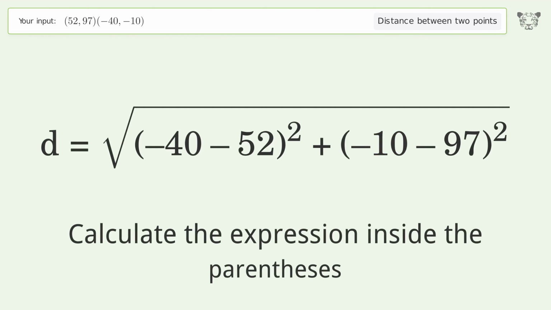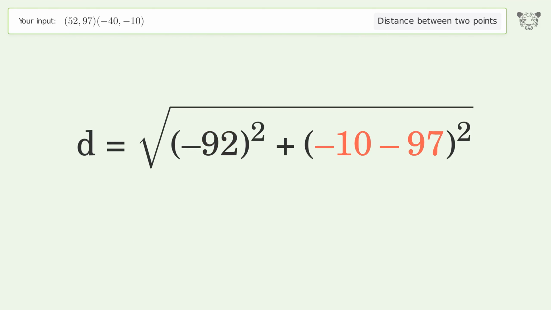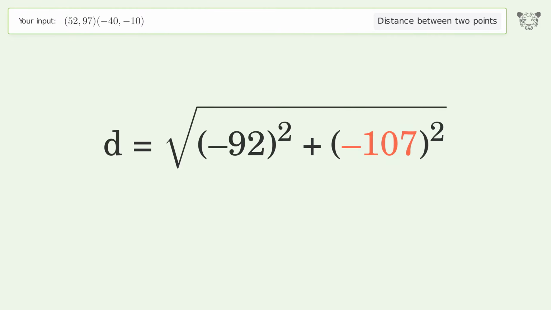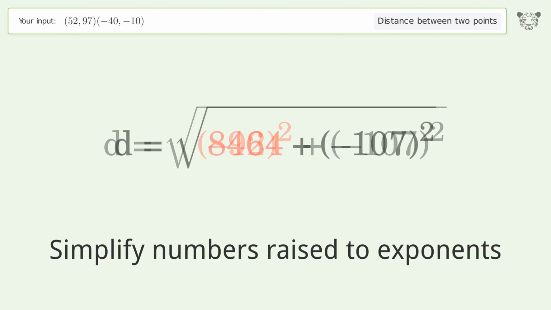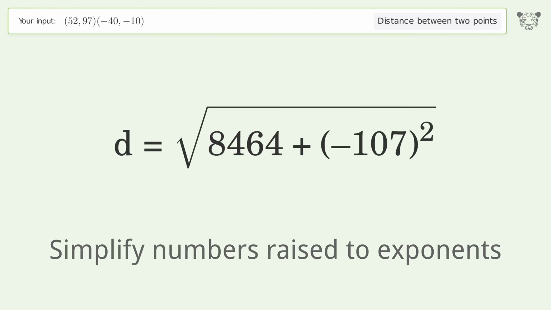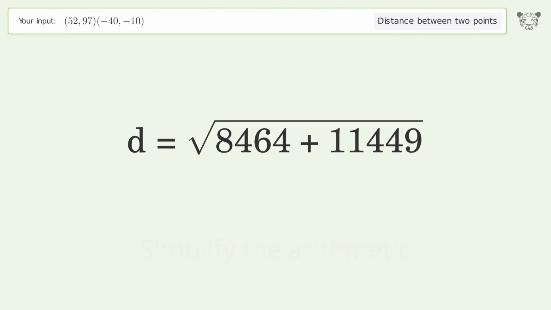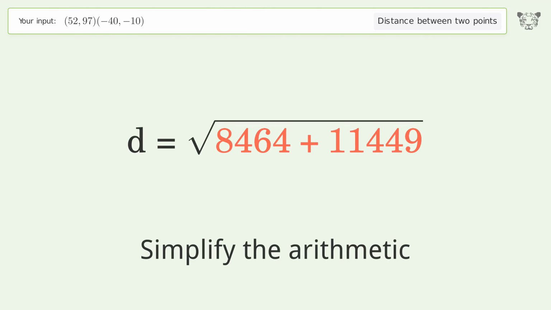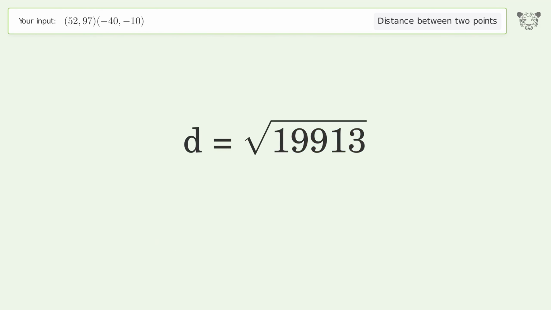Calculate the expression inside the parentheses. Simplify numbers raised to exponents. Simplify the arithmetic. And so the distance between the 2 points is the square root of 19,913 or 141.113.